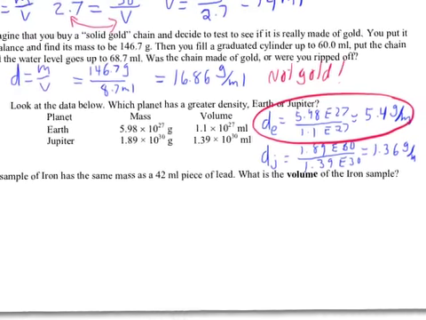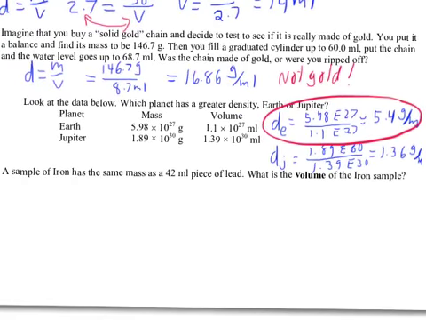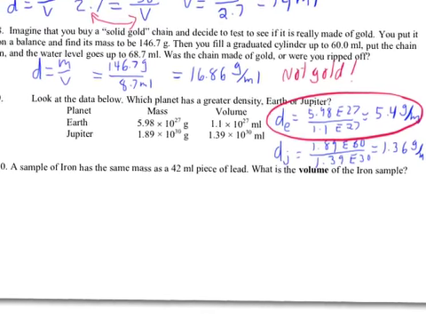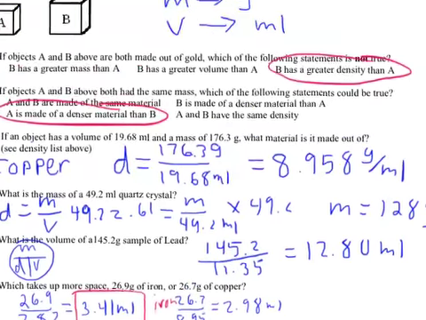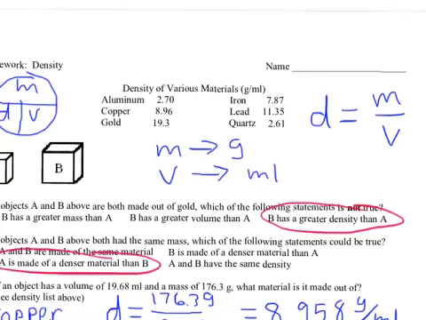Alright, let's string this down a little bit here. A sample of iron has the same mass as a 42 milliliter piece of lead. What is the volume of the iron sample? Ooh, I like this question. So what I've got to do first is find the mass of the lead. I'm going to use D equals mass over volume. Lead has a density of, I'm going to have to look it up, 11.35.